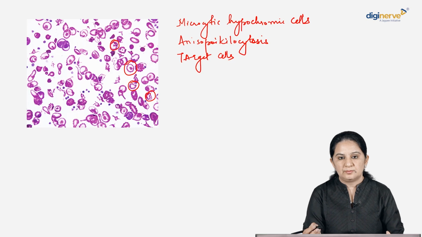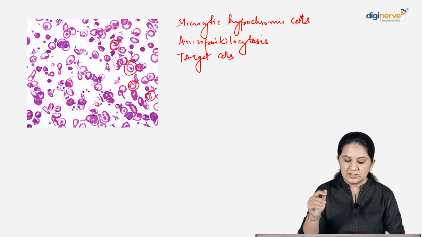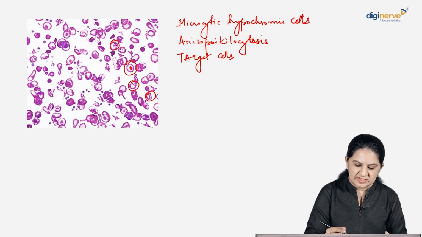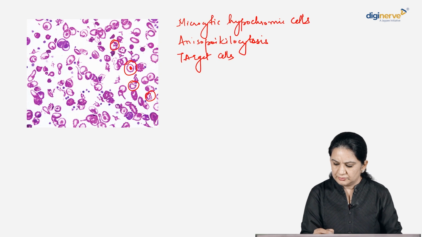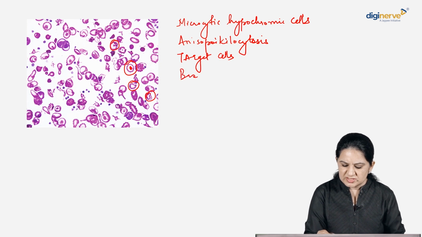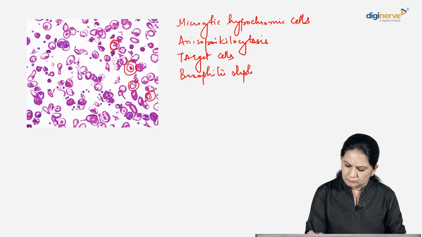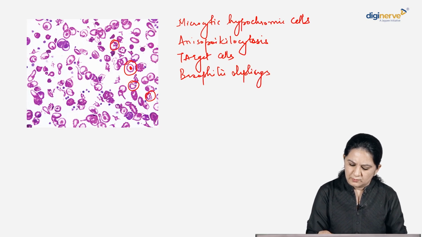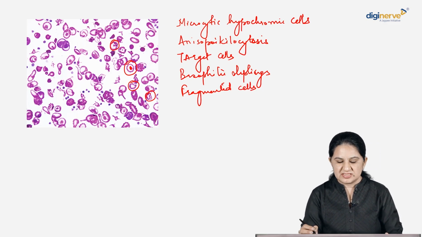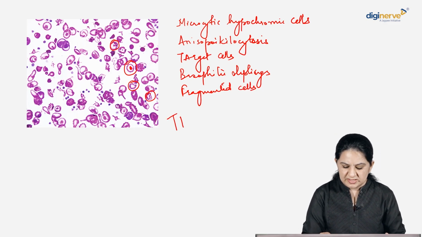Target cells, why? Because the hemoglobin has shifted into the center, as if there is a bullseye, a target. Plus you will see basophilic stippling, fragmented cells. Okay, the characteristic of thalassemia, characteristic blood picture.